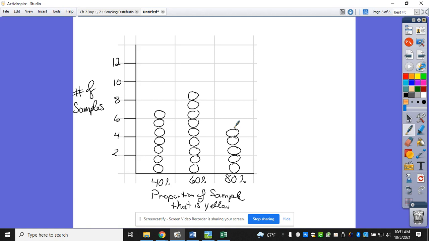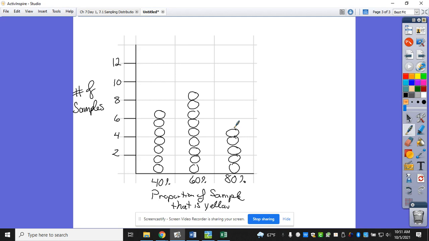Most samples were 60% yellow. Most were in the middle, and then what else? A little bit higher on the left than on the right. How many people did not look anything like that, where it's highest in the middle and a little bit higher on the left than it was on the right?